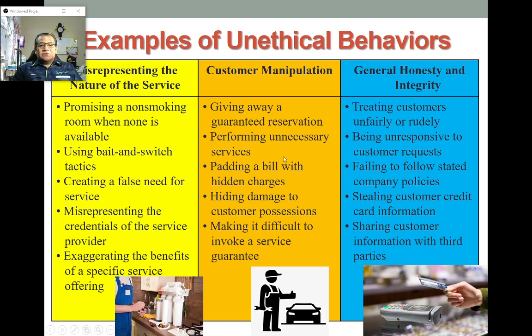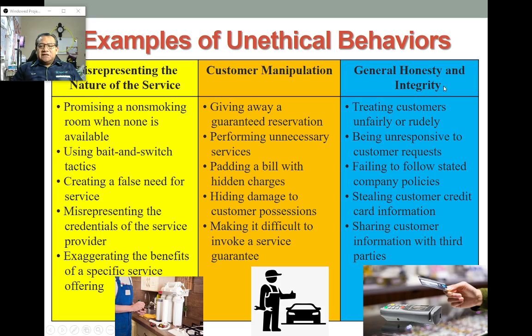Contact personnel also could manipulate customers. For example, giving away a guaranteed reservation in which the reservation is perhaps not available due to peak season, and contact personnel could perhaps hide damage to the product delivered to the customer. So these are some of the unethical behaviors of contact personnel, if there are any.